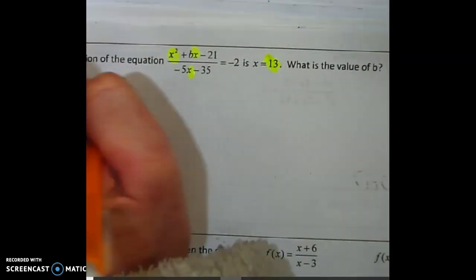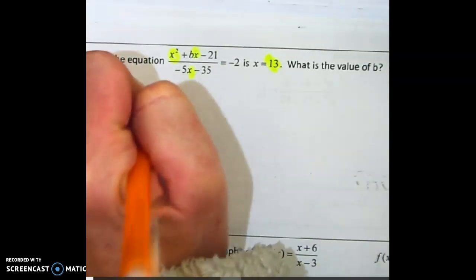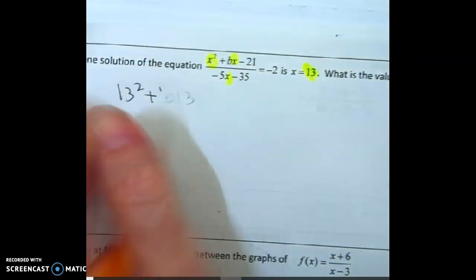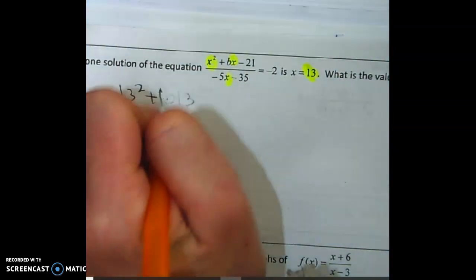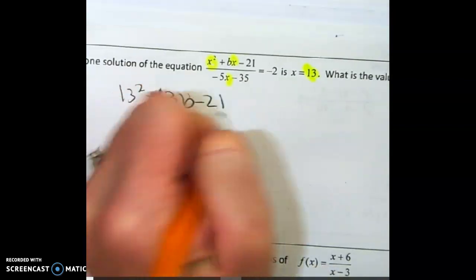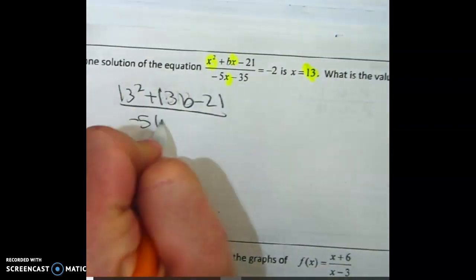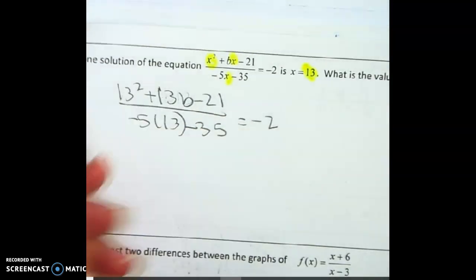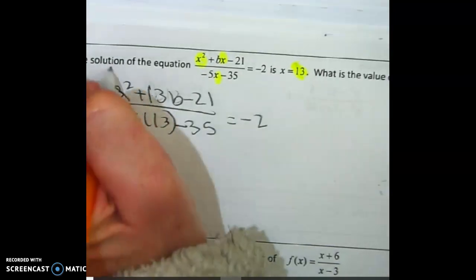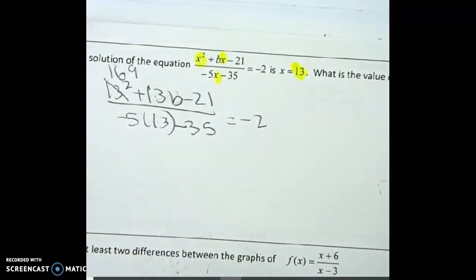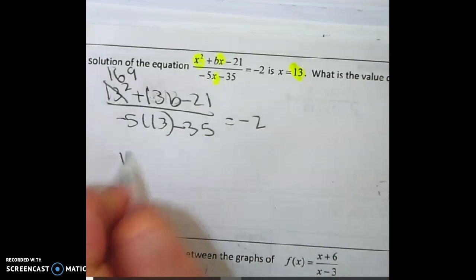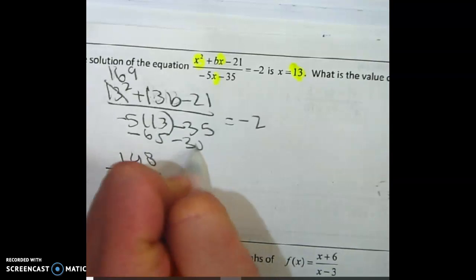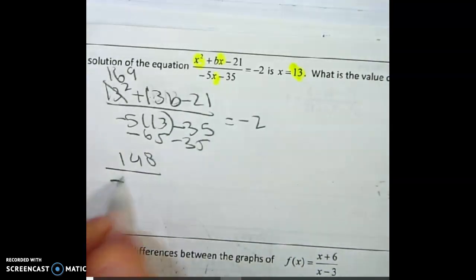Okay, so I'm going to go 13 squared plus b13, which is really just 13b, minus 21 over negative 5 times 13 minus 35, and all of that equals negative 2. So 13 squared is 169, and then 169 minus 21 is 148. And then that's negative 65 minus 35, which is negative 100.